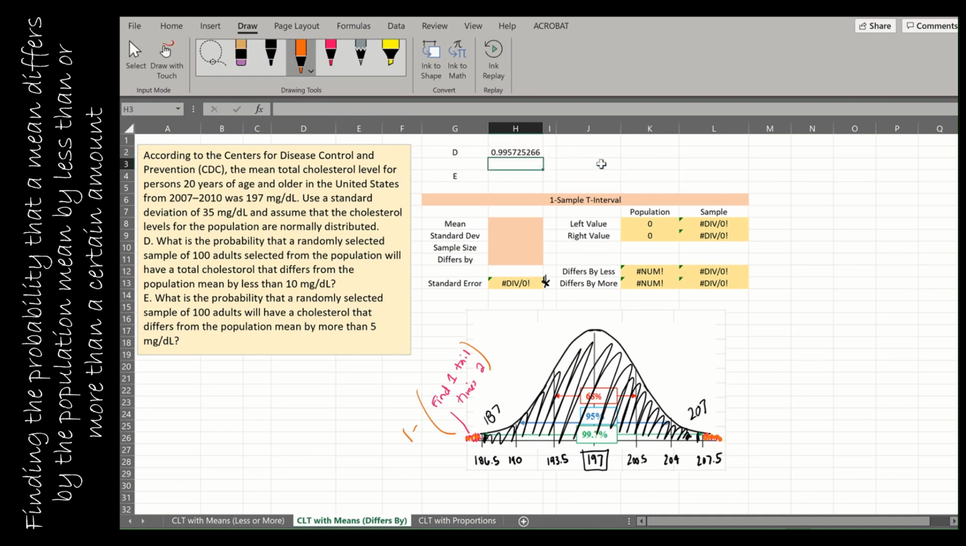And notice that value is really close to 1, and that's what we thought it was going to be based on our picture. So we've done well. Now let's look at E, the probability that a randomly selected sample of 100 adults, let's get rid of all of our markings here so we can mark it up again.